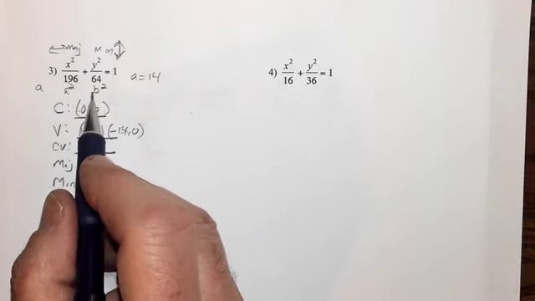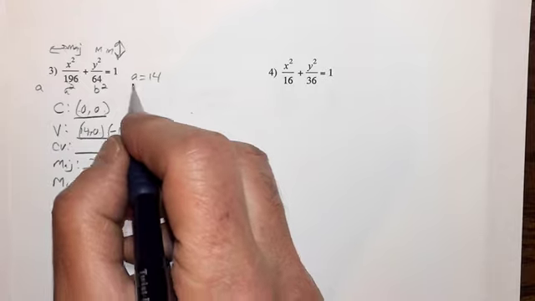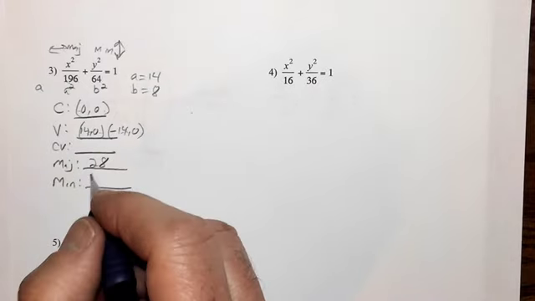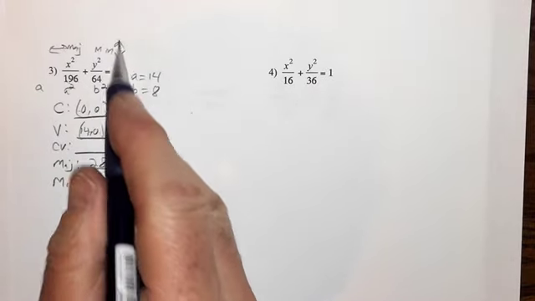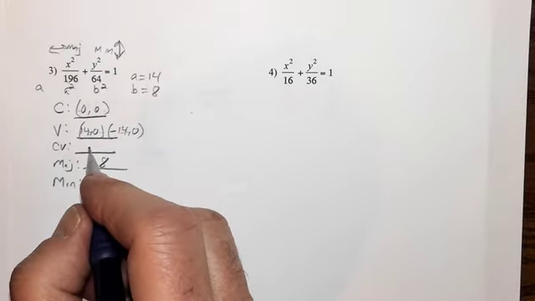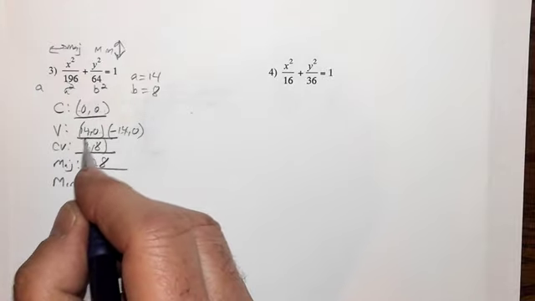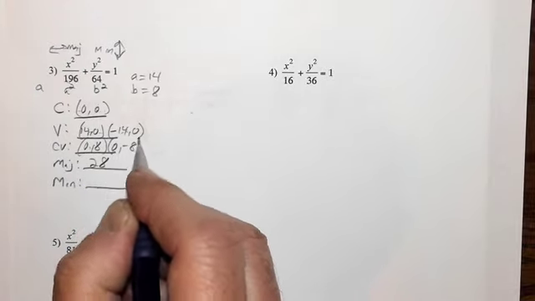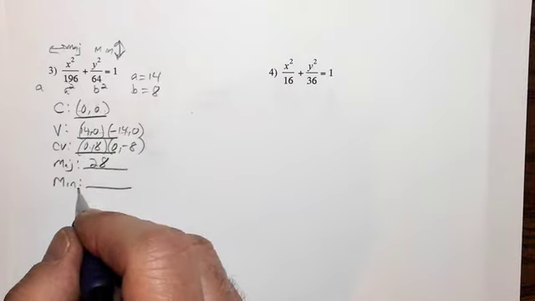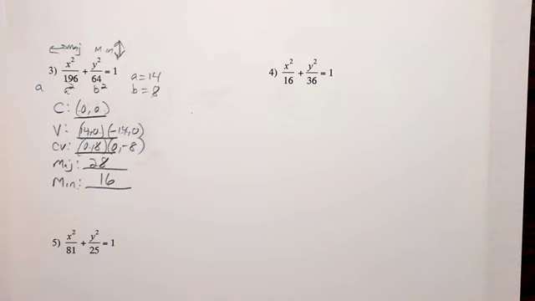The covertices, this is b squared, so b is going to be the square root of 64, which is 8. I'm going to go 8 up or down to find what y is for the covertices. So if I go up 8, that's the point 0, 8. Down 8 is 0, negative 8. The minor axis has a length of 2 times 8, or 16.